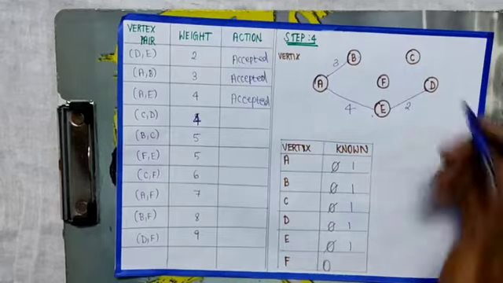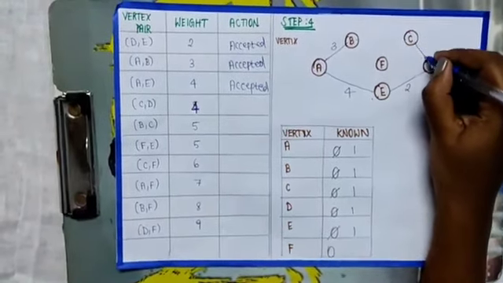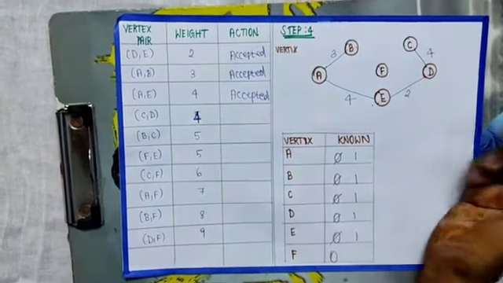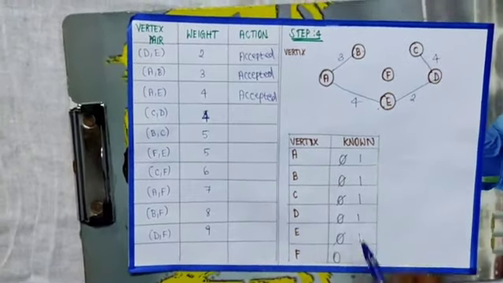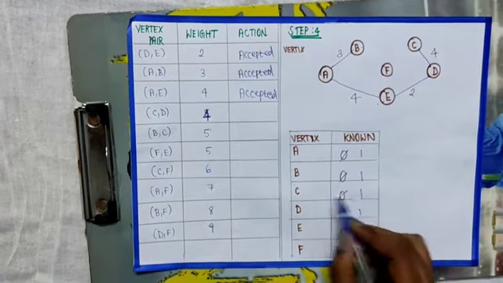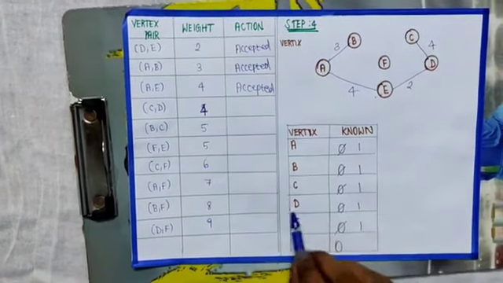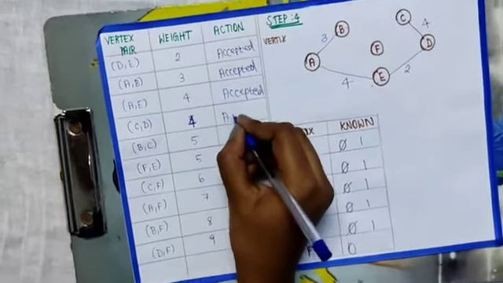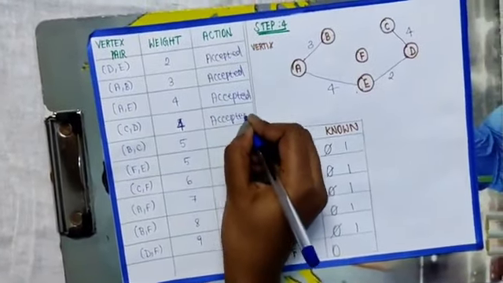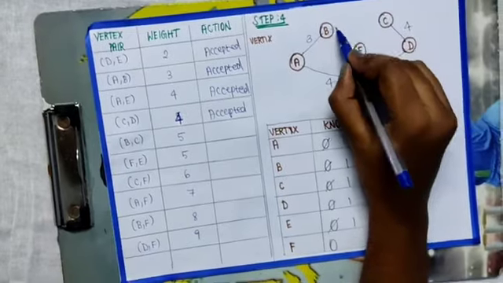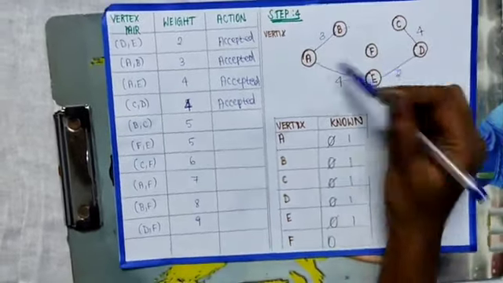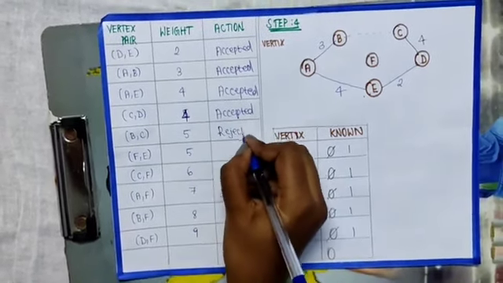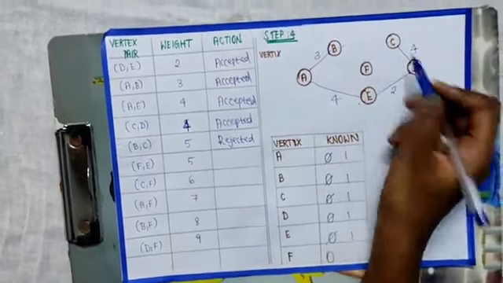Then C, D. So C, D, it does not form, I can write the value as weight 4. It does not form any cyclic position. So you can meanwhile change the known values. Already the known value of C is changed into 1 and the D value is also changed into 1. So you can write here as accepted. Then B, C. If I draw a line in B, C, it forms a cyclic loop. So you are going to write as rejected because it forms a cyclic loop.